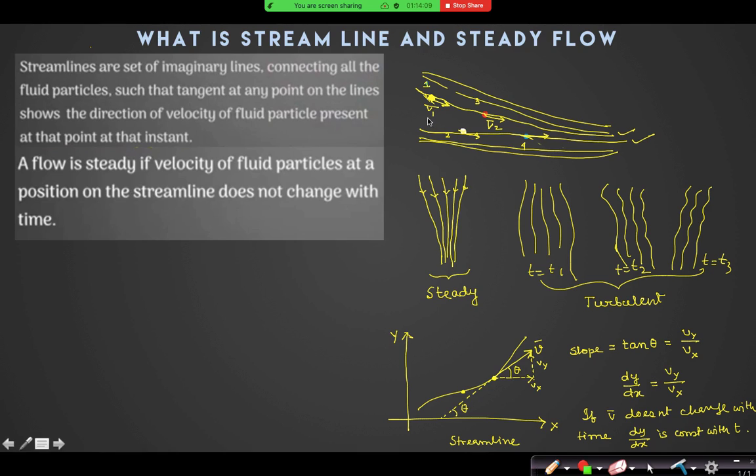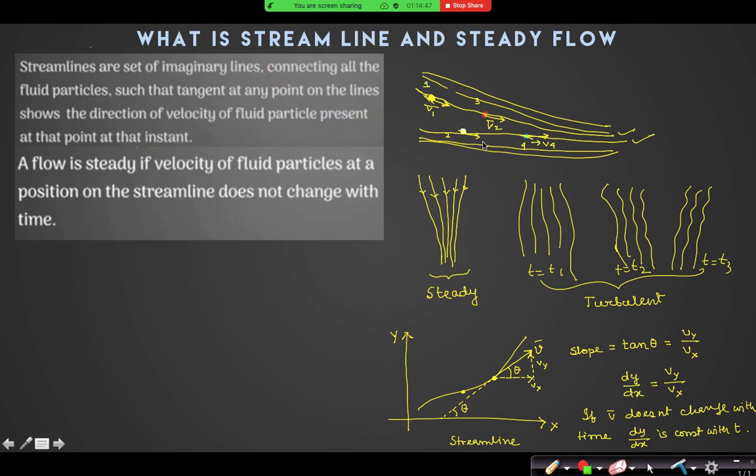And more interestingly, it is position dependent, not particle dependent. Suppose this yellow color particle after some time comes to position 3, then what can I say about the velocity of this yellow color particle? It will become v2. Have you got it? This white color particle after some time will come here. So what is the velocity of this white color particle when it comes here? V4.